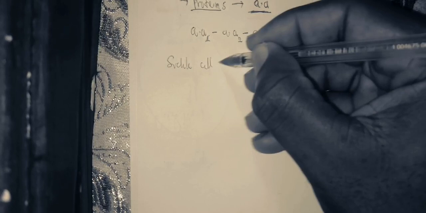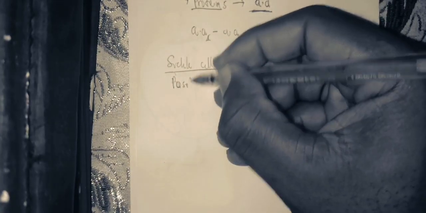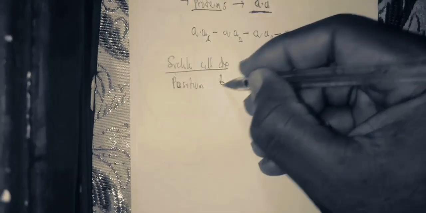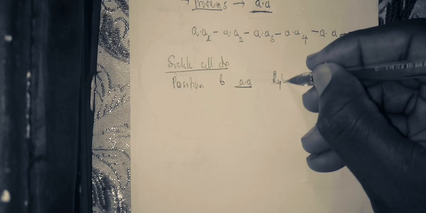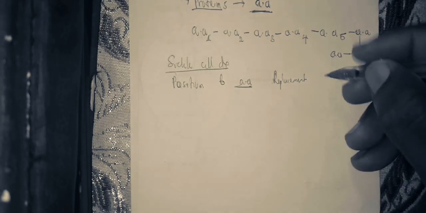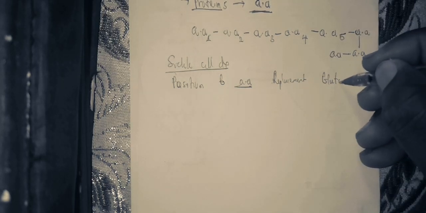Now you need to know that in sickle cell disease, what happens is that at position number 6 of the amino acid, there is a replacement. Normally there's supposed to be a glutamic acid there. Is it clear?